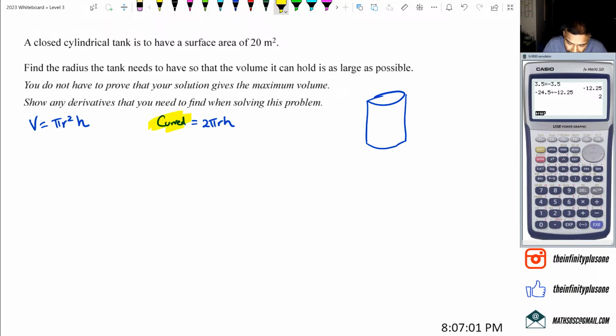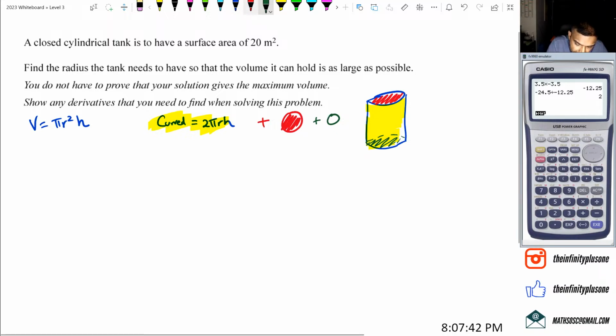Now the curved part of the surface area is this part here. If you think of a can, it's the label that goes around the can. Now what this says is it's a closed cylindrical tank, which means you've got the bottom of it and you've got to add the top of it as well. So we've got the curved part plus this circle at the top, and then of course this circle at the bottom. Now all of that is equal to 20, so that's what that first statement is saying.